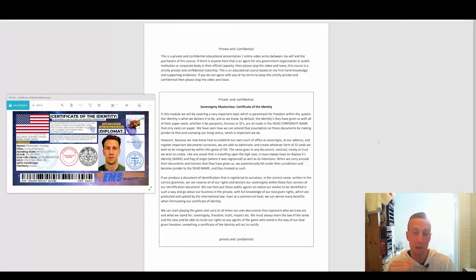We must always learn the law of the lands and the seas and be able to recite our rights to any agents of the game who stand in the way of our God-given freedom, something a certificate of identity will act to rectify, which is exactly what you see here. So by the end of this module, you will know exactly what this is saying, and you'll be able to interpret it, go away, do one yourself, and understand all these terms here: diplomat, franked to taxes.